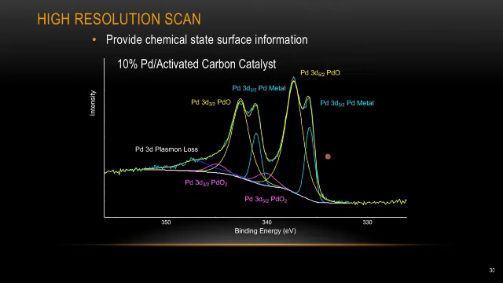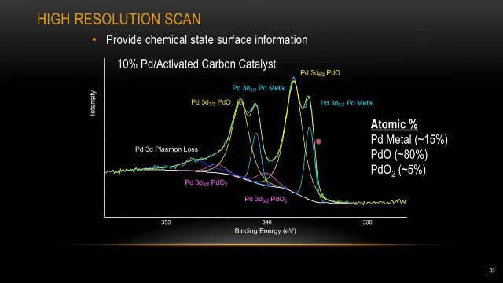The data on the screen is a high resolution scan of the palladium 3p signal from my earlier sample, the 10% palladium in the carbon catalyst. Based on the data here, we can do peak fitting, use the chemical state information, and determine the stoichiometry of my material. Based on this data, you can see I only have about 15% pure palladium metal. The rest is oxide material with different oxidation states. So I have about 80% PdO and about 5% PdO2.